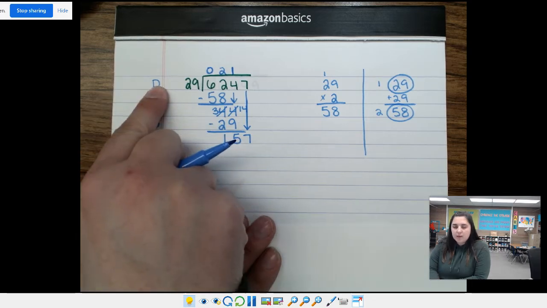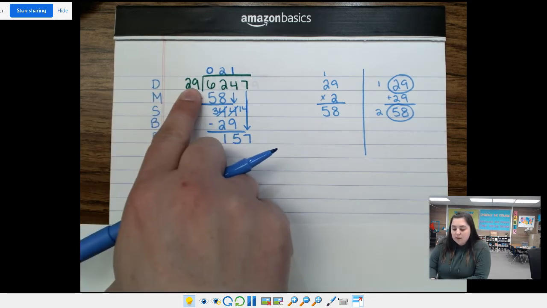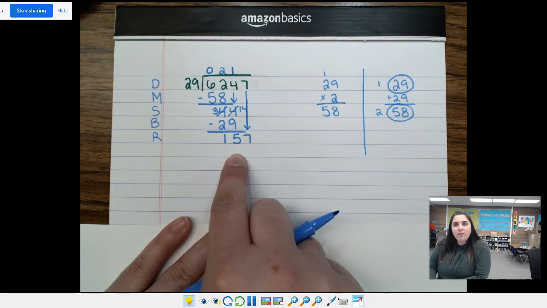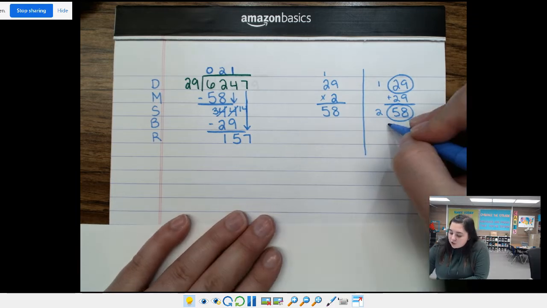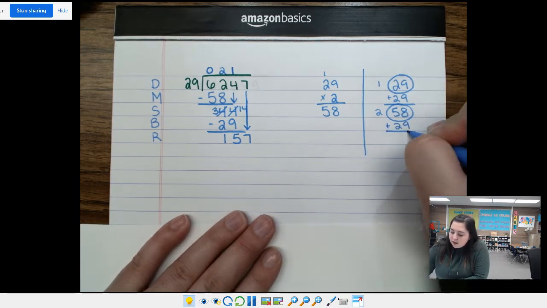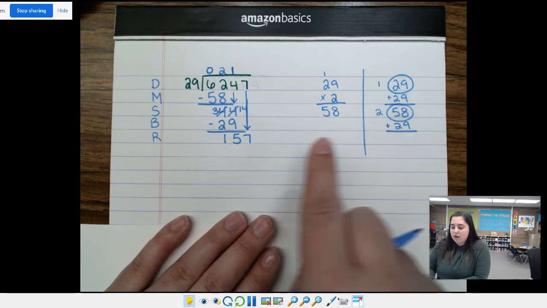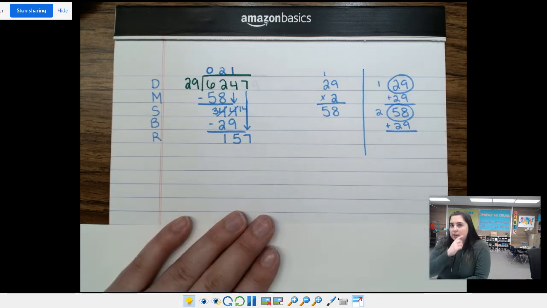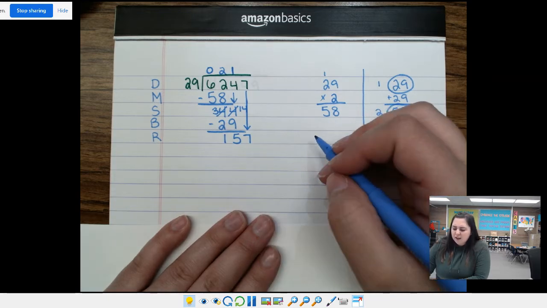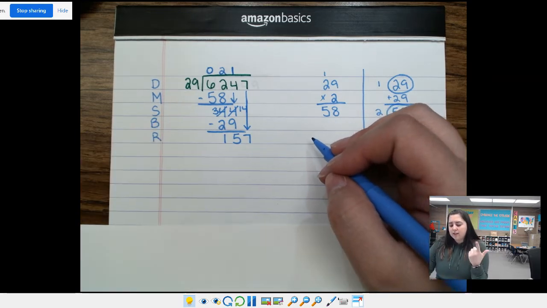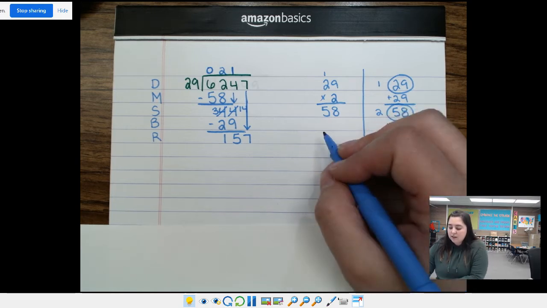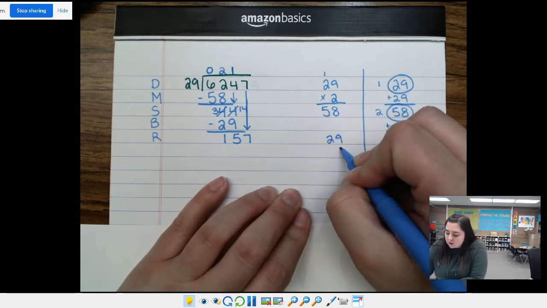Repeat. So once again, how many times can 29 go into 157? If you prefer to add, just keep going. So add 29, figure out what that is. Add 29 again if you have to, figure out what that is. You're trying to get to as close to 157 as possible without going over. I'm thinking that's like 30, 60, 90, 120, 150. I'm going to say let's try 5 times.